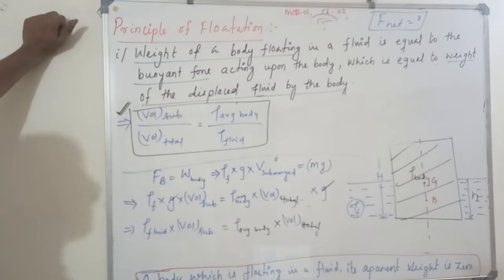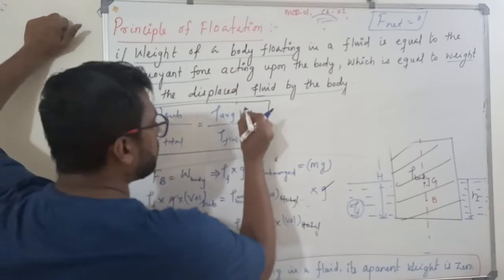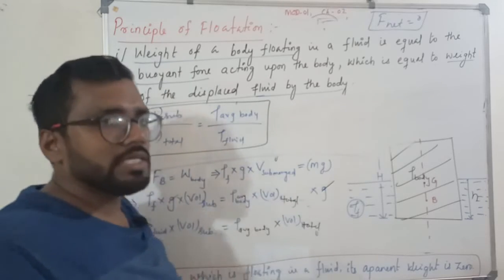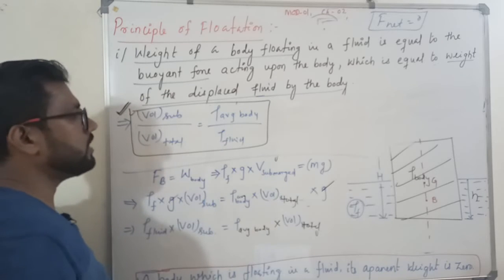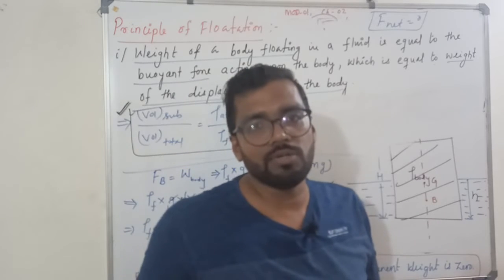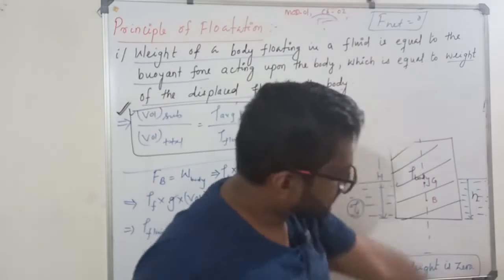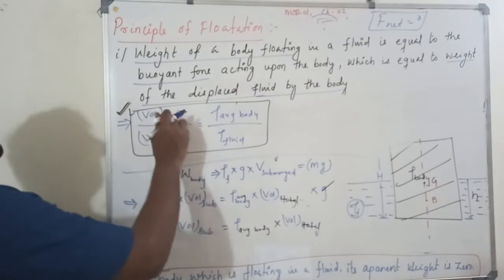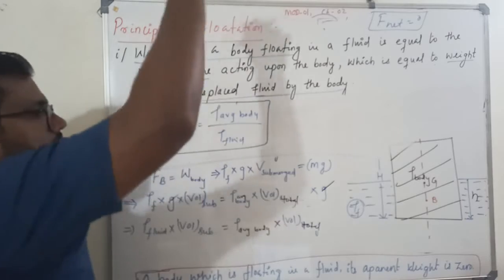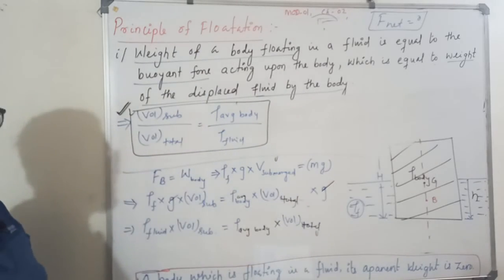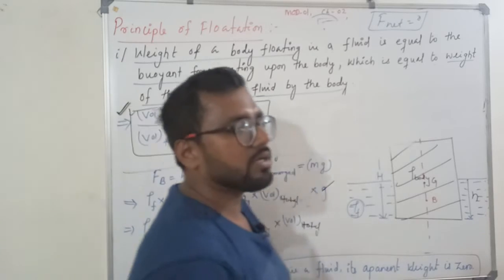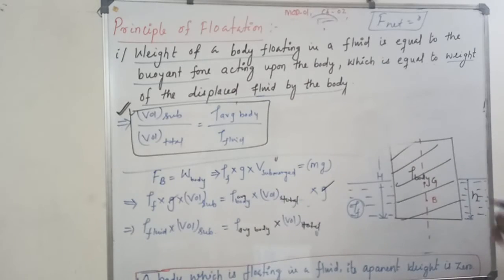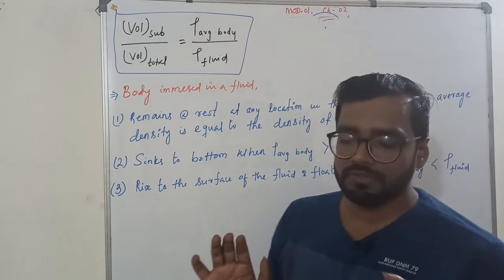This is a very nice equation. Why? Suppose the average density of the body is greater than the density of fluid, then the volume of the submerged portion is more than the total volume. That means the entire thing has come, the total body is now inside the liquid. It has completely sunk, inside the surface. Okay, I need to erase it, so please note it down. So we found out the formula.